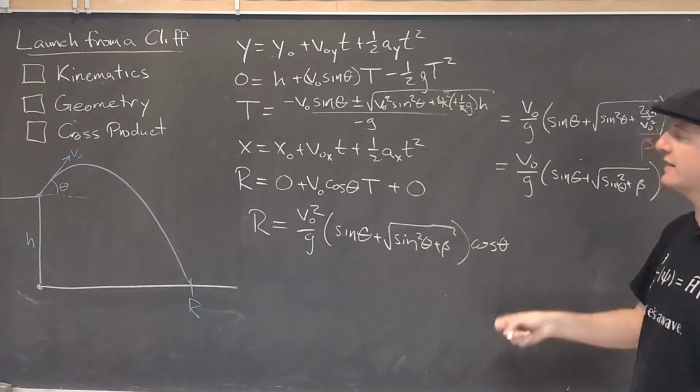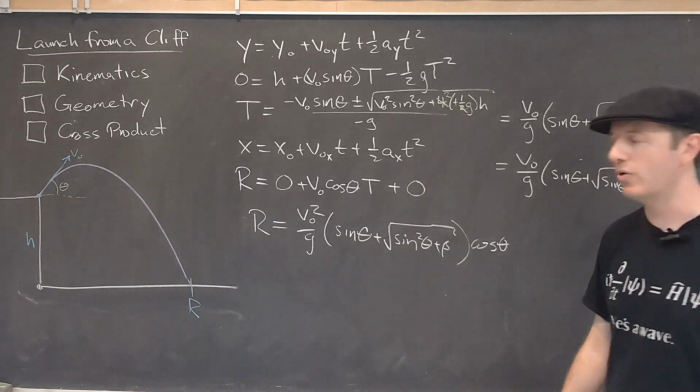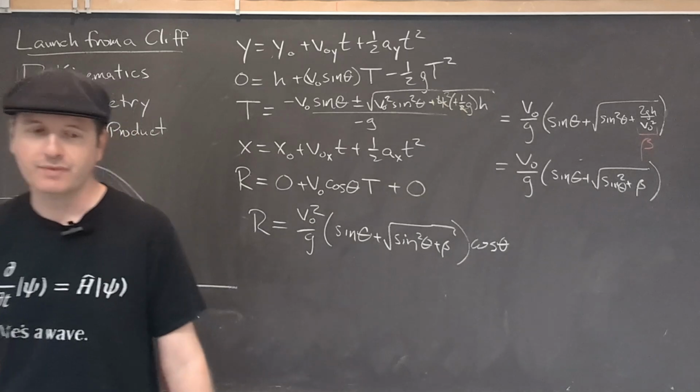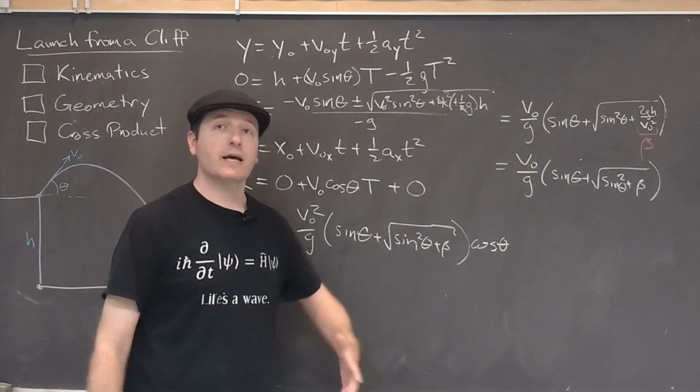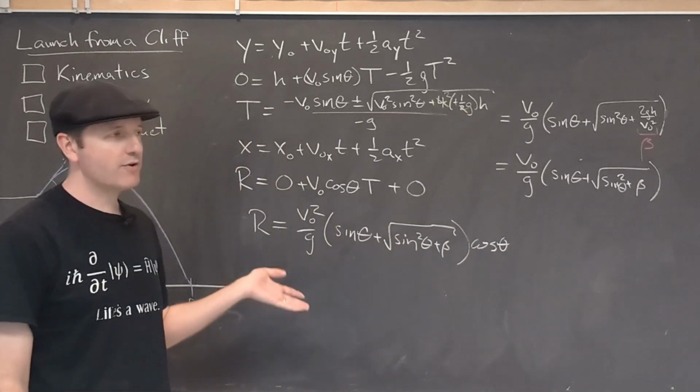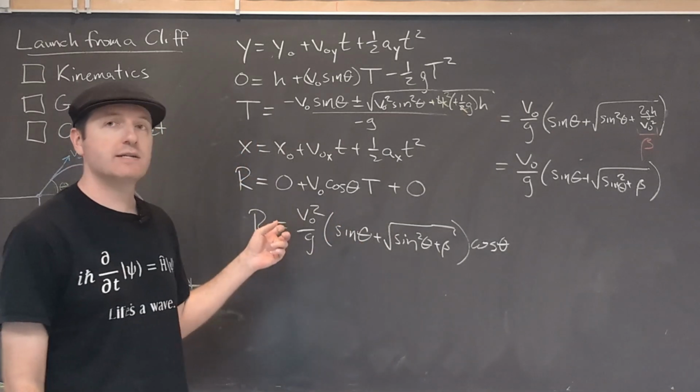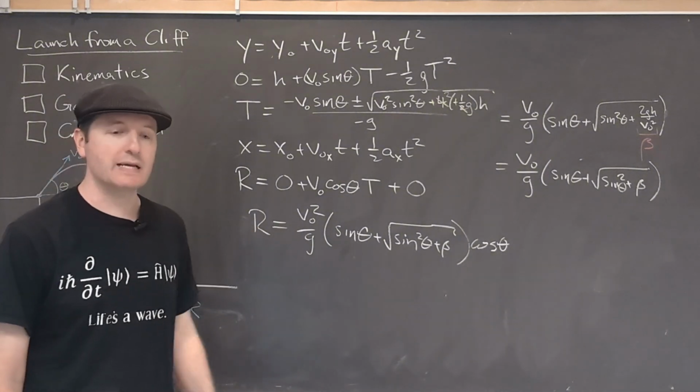2 sine cosine gives me sine 2 theta. So we recover the old formula in that case as well. But now, let's say that I want to go to the next step and ask, what is the maximum range? Or rather, what theta maximizes the range for a given launch speed.